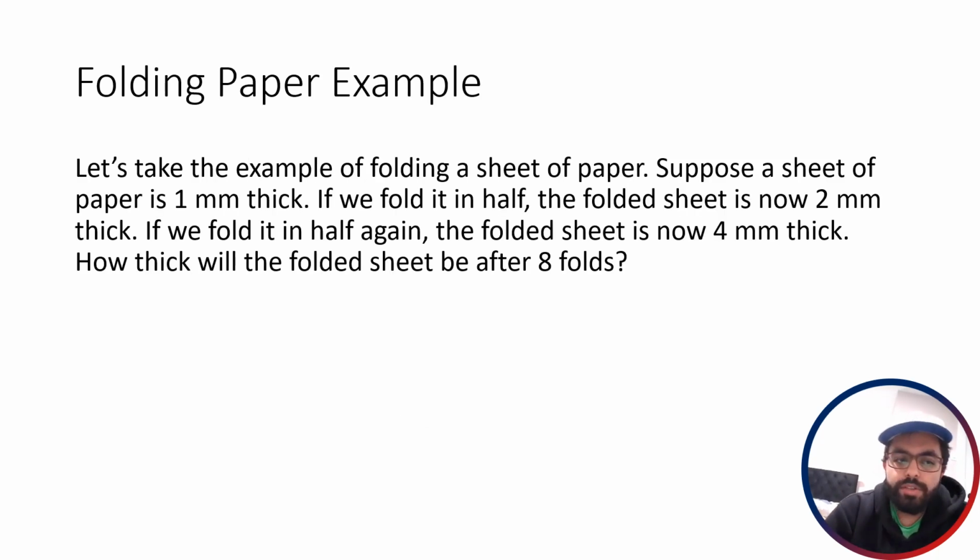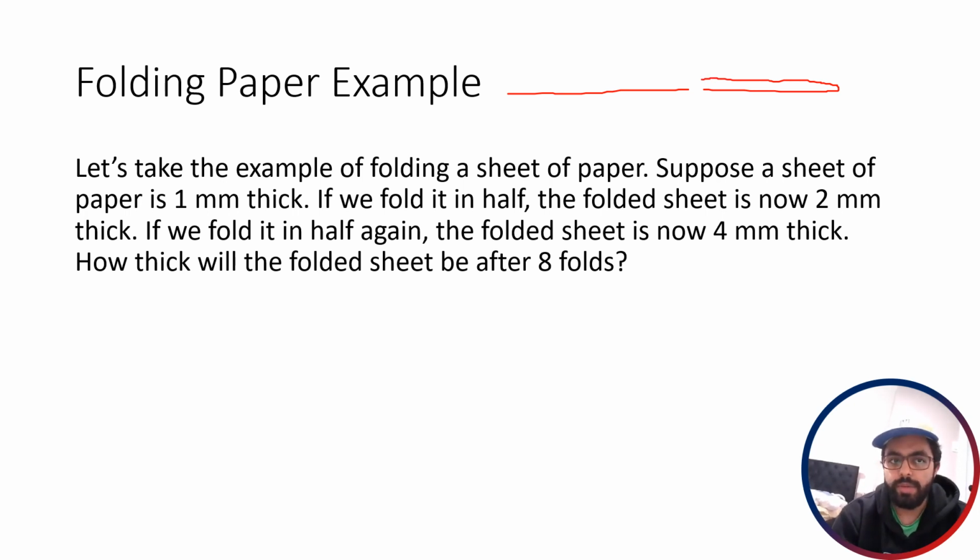All right, so now let's revisit that folding paper thing I was talking about a couple slides ago. Suppose we've got a sheet of paper that's 1 millimeter thick. I draw out the same thing I drew before. So here's your flat sheet of paper that's 1 millimeter thick. If you fold it once, it's going to look like that, and now it's going to be 2 millimeters thick.